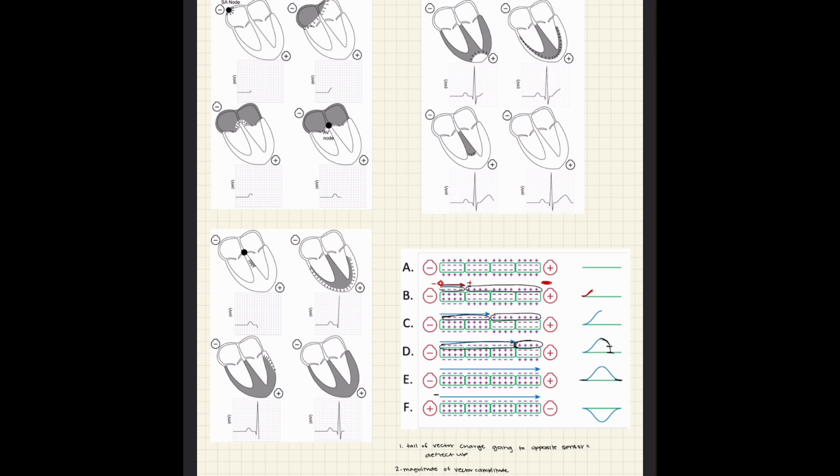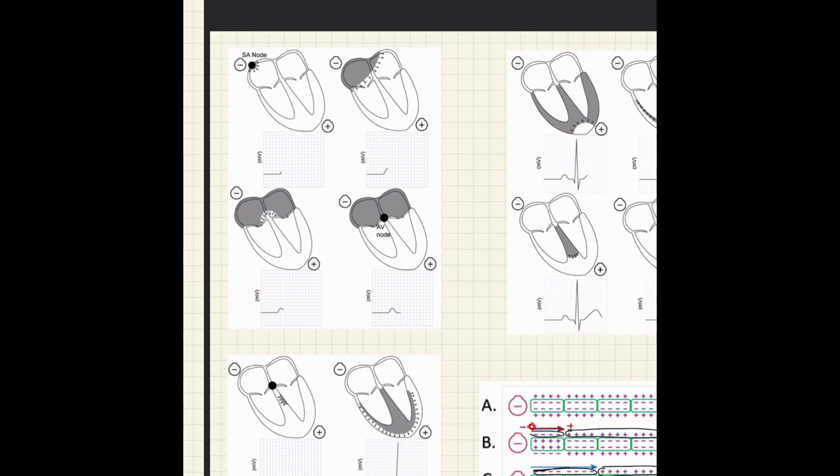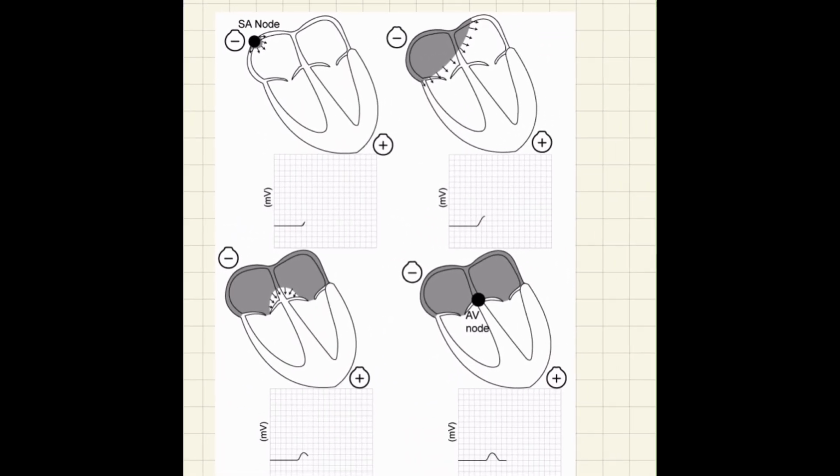In creating an actual ECG on a human heart, we have these vectors, and these vectors in the heart are what create our different waves that we see on the ECG. So I'm going to start with the P wave and then move through it.